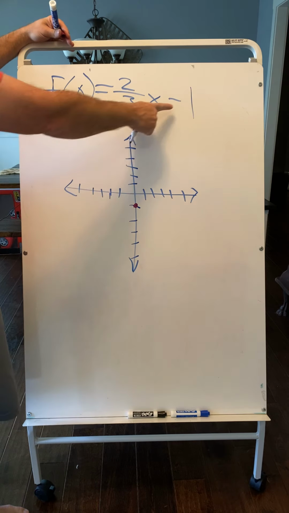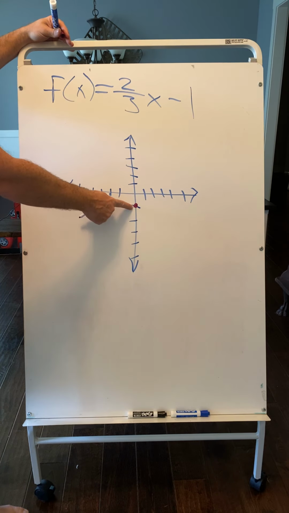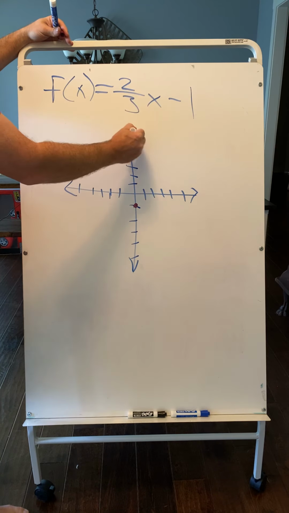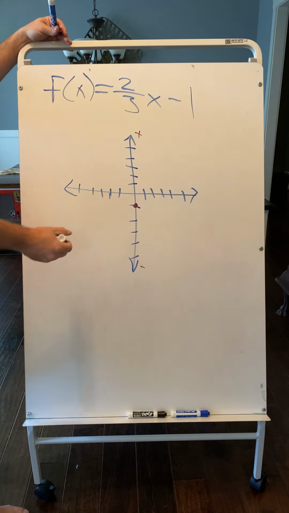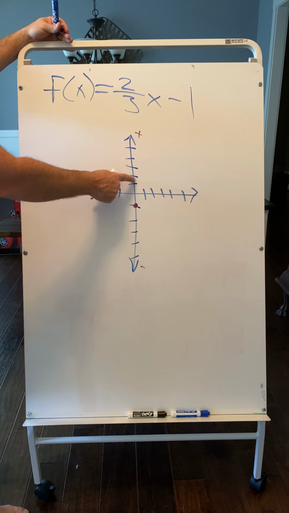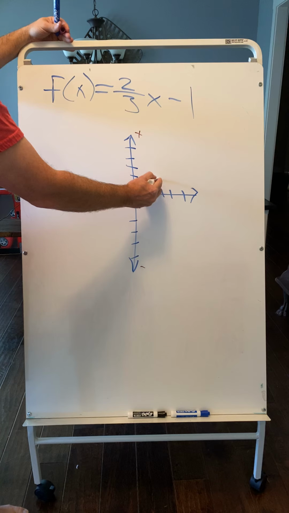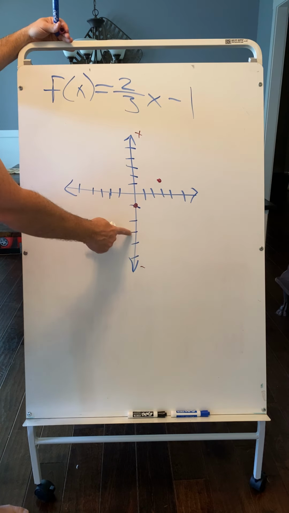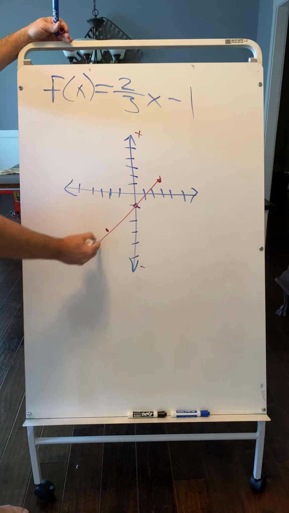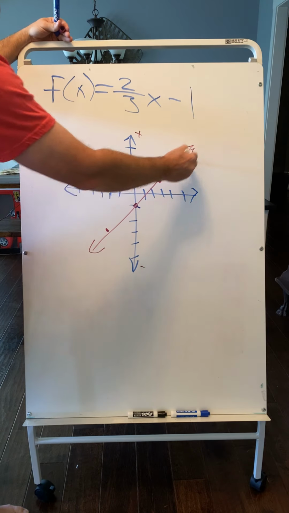Okay, so our starting point is minus 1, so I go down 1. That's my y-intercept. It's a minus, so you go down. If it's a plus, you go up. Pluses go up, minuses go down. Minus 1, go down 1. Your slope is 2/3, so go up 2. Go right 3, put a dot. If you want to, you could go down 2 and go left 3 and put a dot. And there's your line.